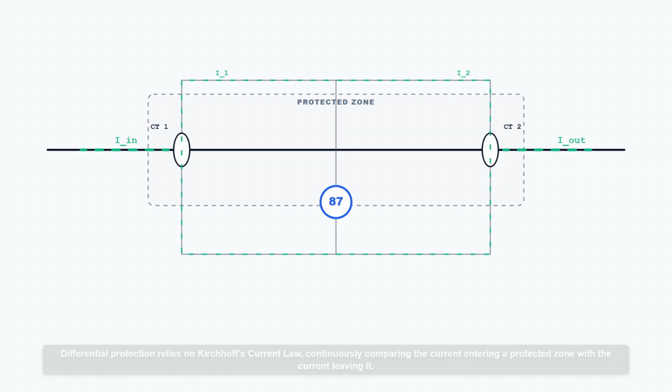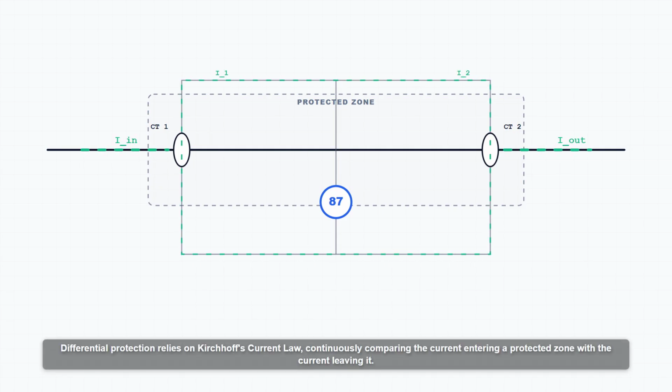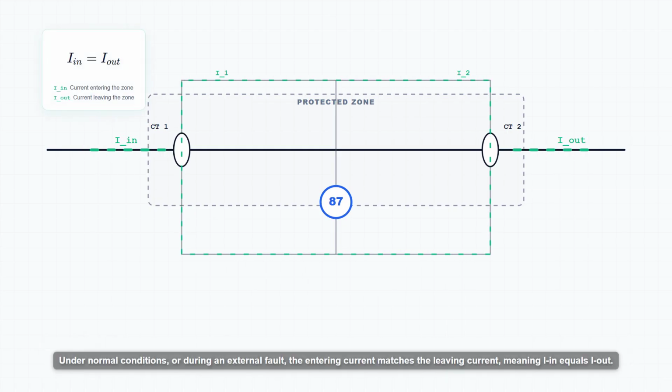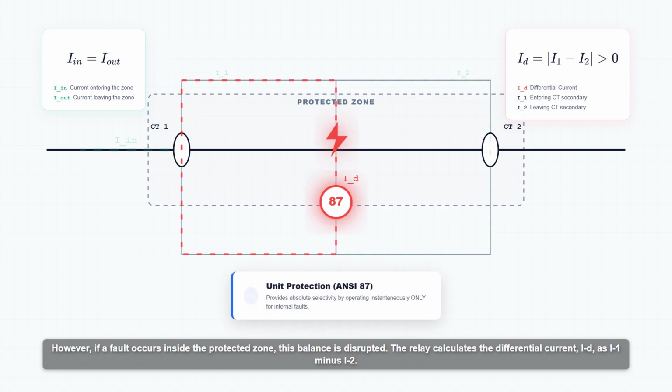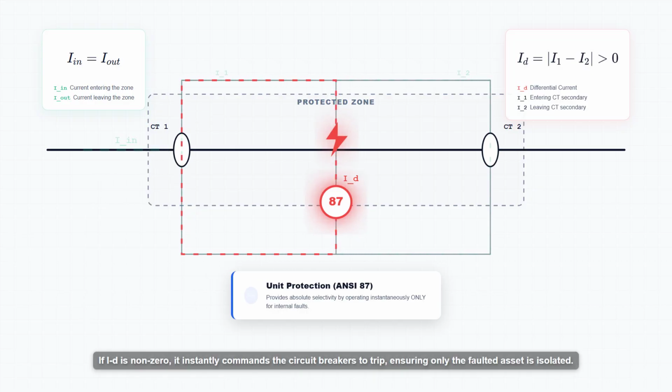Differential protection relies on Kirchhoff's current law, continuously comparing the current entering a protected zone with the current leaving it. Under normal conditions, or during an external fault, the entering current matches the leaving current, meaning I in equals I out. However, if a fault occurs inside the protected zone, this balance is disrupted. The relay calculates the differential current, ID, as I1 minus I2. If ID is non-zero, it instantly commands the circuit breakers to trip, ensuring only the faulted asset is isolated.